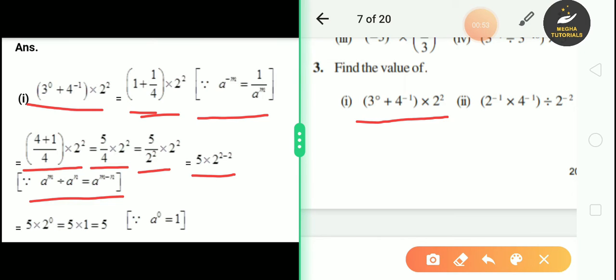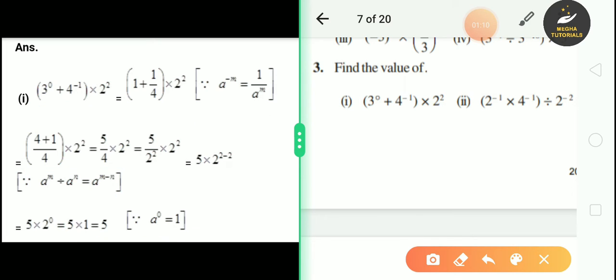So 2 minus 2 is 0, so we will get 5 into 2 raised to 0, which is equal to 5 into 1, which is equal to 5, since a raised to 0 is equal to 1. If this question comes for less marks, then we can divide 2 square directly and write 5 into 1 is equal to 5. So this is the final answer.